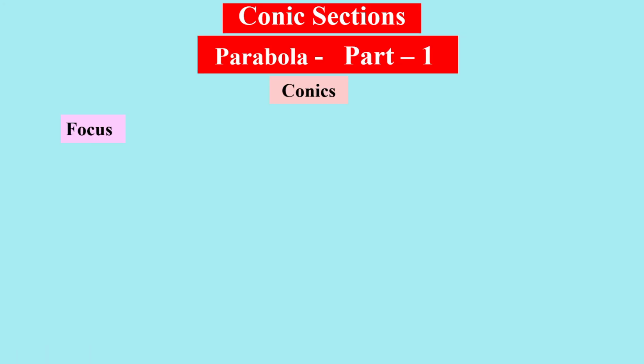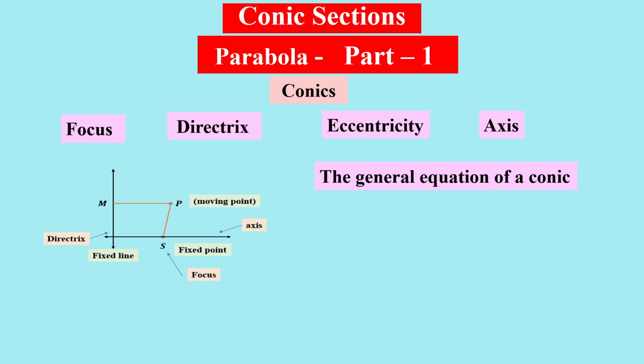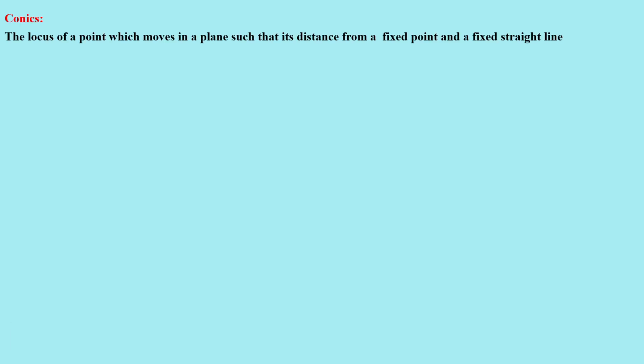Next we are going to see the next conic, parabola. So, conics general definition: the locus of a point which moves in a plane such that its distance from a fixed point and a fixed straight line, not containing that fixed point, are in a constant ratio, is called a conic.